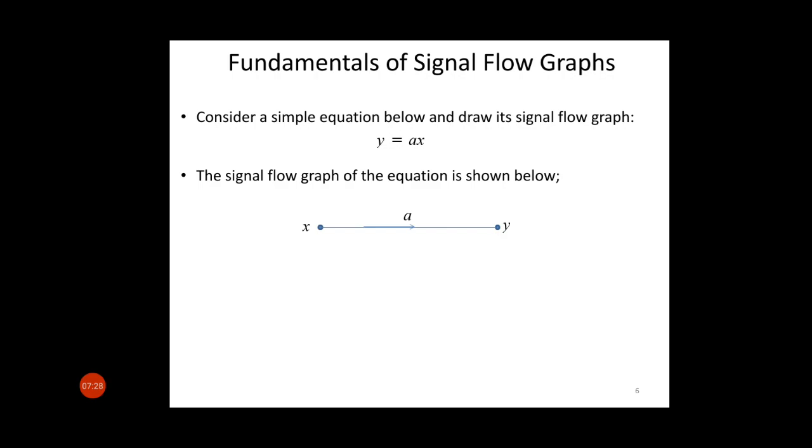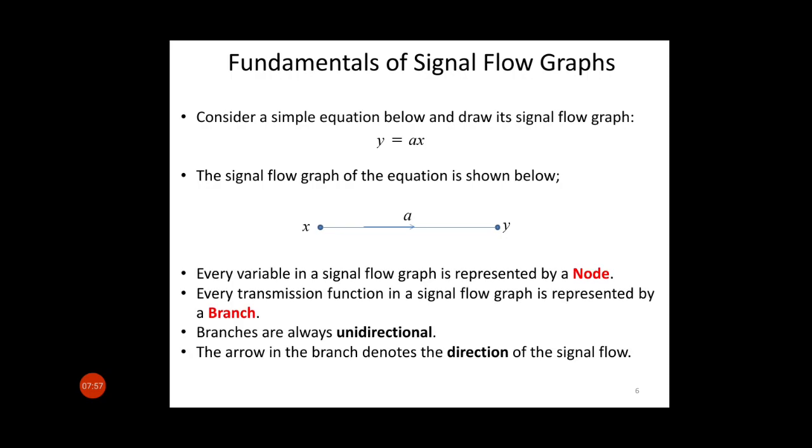So this equation is represented by signal flow graph in this manner. Here the variable x, when multiplied by the term a, results in a new variable y, or we get the equation y equal to ax.